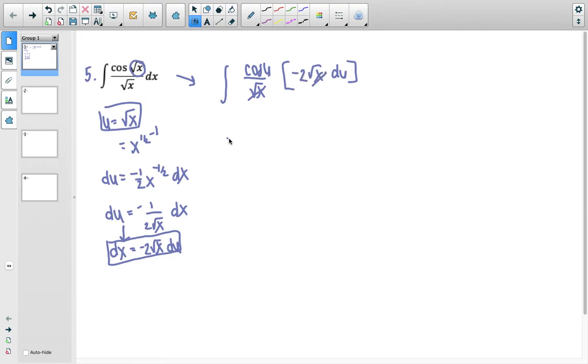I can kick this 2 out, and you have cosine of u du. And then you have to integrate the cosine. And the integral of cosine is sine. So you're left with sine u plus c. And then all you have to do is put the u back in. So sine square root of x plus c. And that's your answer. That's number 5.